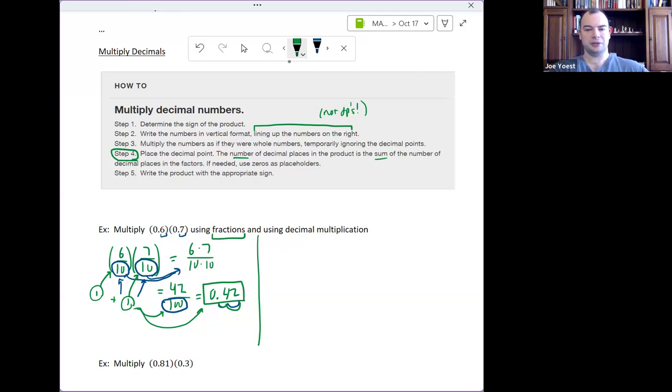Okay, so let's directly use our decimal multiplication now. 0.6 times 0.7. My decimals happen to line up vertically here, but that's not a requirement. We just push everything to the right-hand side. Then 7 times 6 is 42. This is a simple problem, so that's all I have to do. And then I count my decimal places. 1 decimal place in the 0.6, 1 decimal place in the 0.7, so I should have 2 decimal places in my answer. 1, 2.